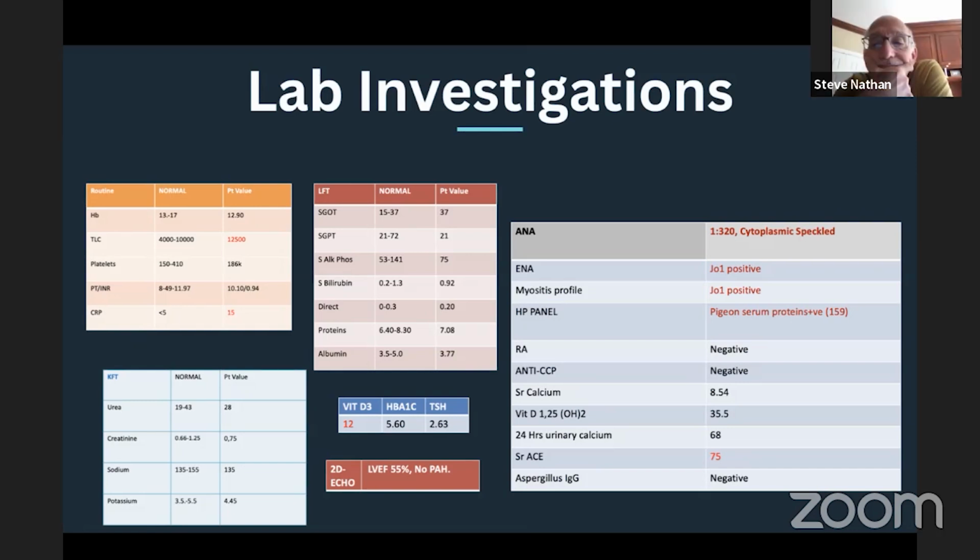When we did the autoimmune profile, the ANA was 1:320, cytoplasmic speckled. On ENA, JO1 was positive. In the myositis profile, JO1 was positive. The HP panel showed pigeon serum proteins positive, and the number was 159, which was significant. RA was negative, anti-CCP negative, and only serum ACE was higher, at 75.